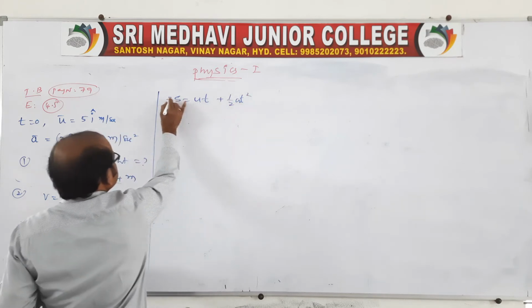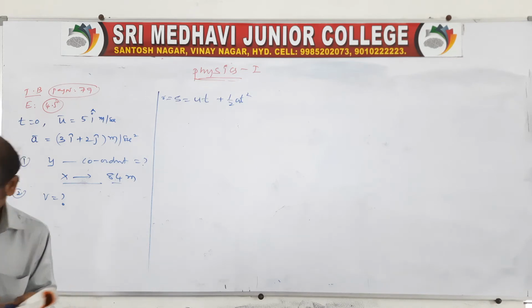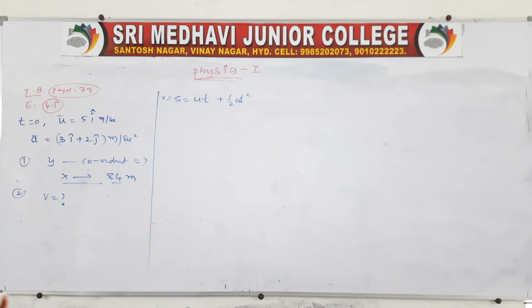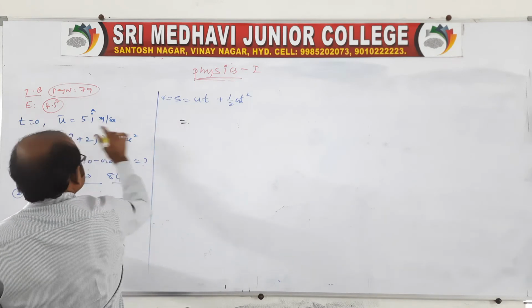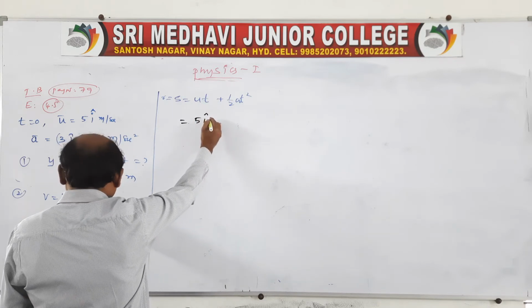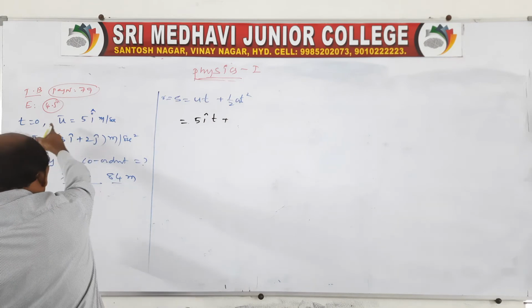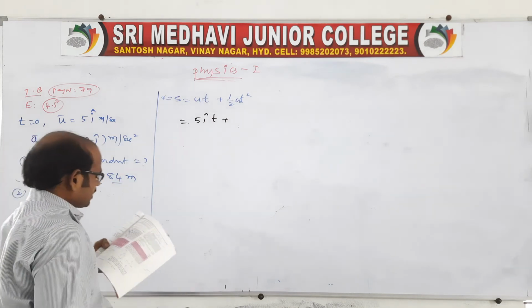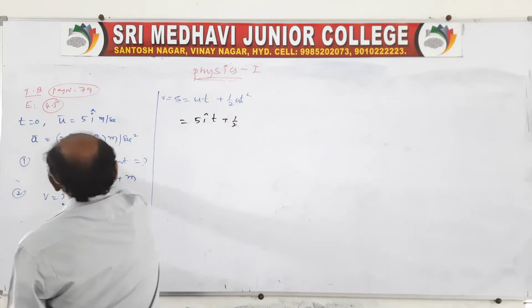See, instead of s you can also say r, because we are finding the coordinates, that is the position vector. So you can take it like this, no problem. Instead of s, r also we can. So u is given as what? 5 i cap, right? Time you take as t only. At time t = 0 it started, but it is moving with constant velocity 5 i cap meter per second. What is the acceleration given here?